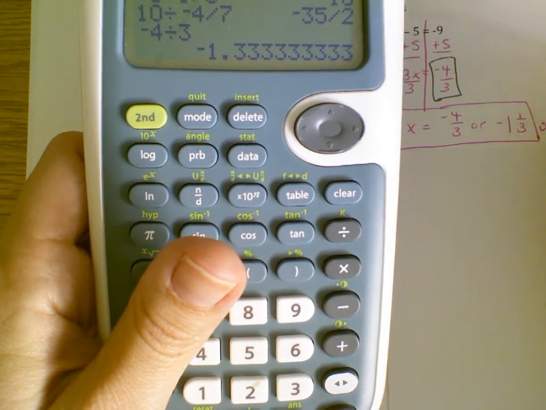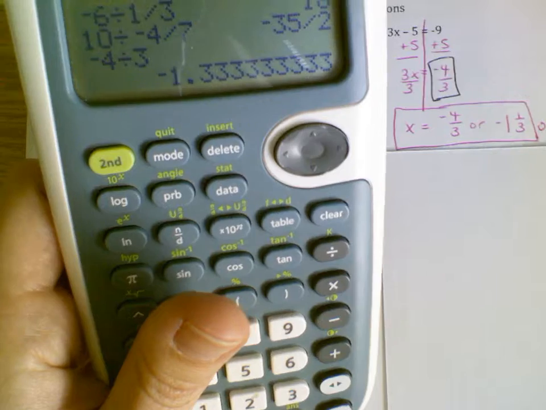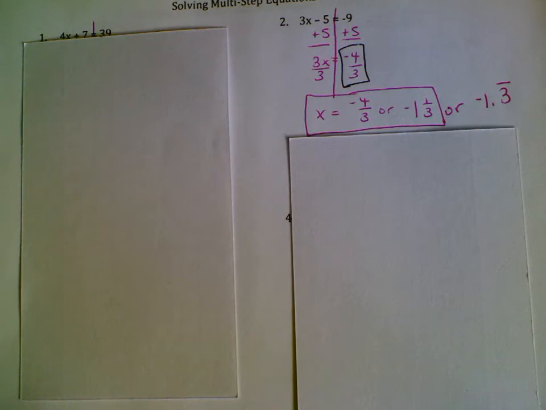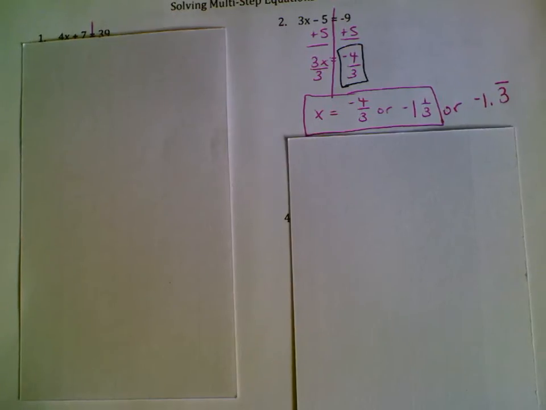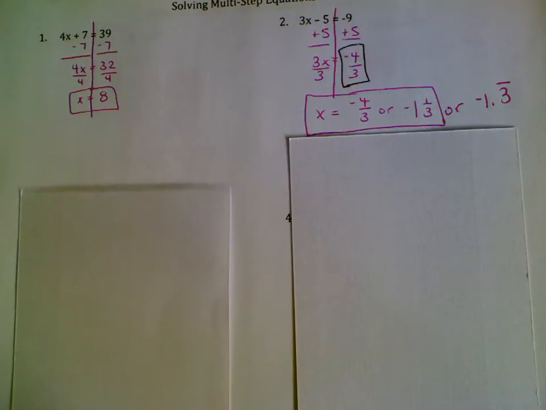Otherwise you could write it as a decimal, but you want to make sure that you're writing it exact. So that means you're going to write it as -1.3 repeating. So the only difference between the problems you were doing yesterday and today is that you might have some fraction answers. Okay, let's take a look at number 3 down here.